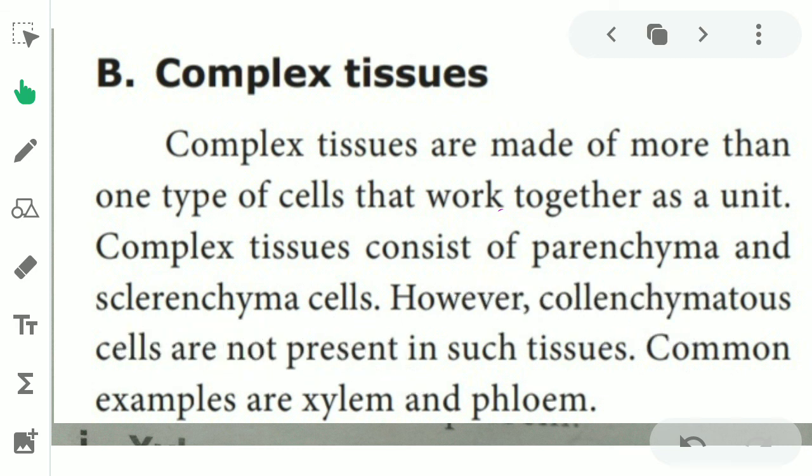Simple tissue: collenchyma, parenchyma, sclerenchyma we saw. In complex tissue, it consists of parenchyma as well as sclerenchyma. However, collenchymatous cells are not present in such tissues. Complex tissue does not have collenchyma tissues. Common examples of complex tissue are xylem and phloem.